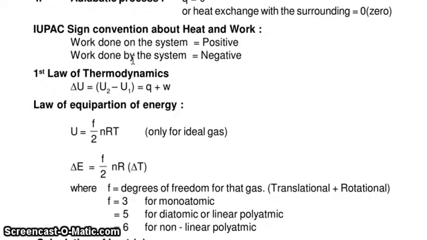Law of equipartition of energy. U is equal to F divided by 2 nRT, only for an ideal gas, and delta E is equal to F by 2 nR delta T, where F is the degree of freedom for that gas, translational plus rotational. F is equal to 3 for monoatomic, F is equal to 5 for diatomic or linear polyatomic, and F is equal to 6 for non-linear polyatomics.